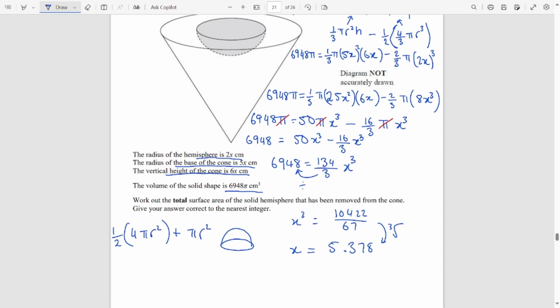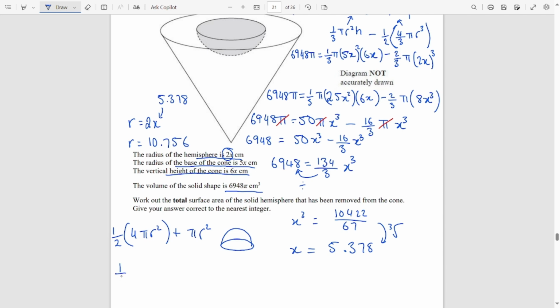Okay, so in this case, we need r. R is the radius of the hemisphere, which again, I can take from here. The radius of the hemisphere is 2x. And we just worked out what x was. We said that x was 5.378. So I'm going to take that and multiply it by 2 to work out the radius of the hemisphere. And you will get 10.756.